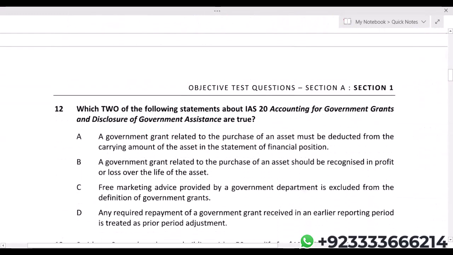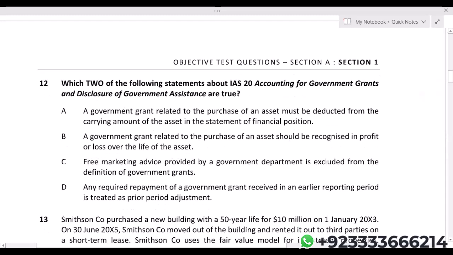Let's move to another question. Which two of the following statements about IAS 20, Accounting for Government Grants and Disclosure of Government Assistance, are true? Out of four, you should be able to identify which two are correct. If you cannot, then at least try to identify which two are incorrect.